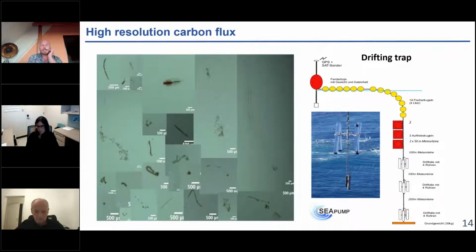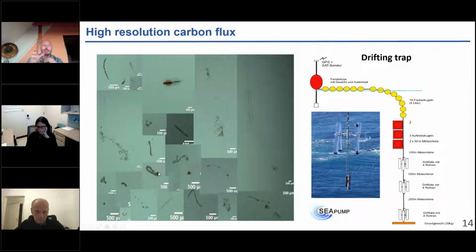And with the new camera system we have built, we can see both zooplankton and aggregates, and we also get the pictures directly on board while the camera is in the water. And we can do stops and really look for specific processes.